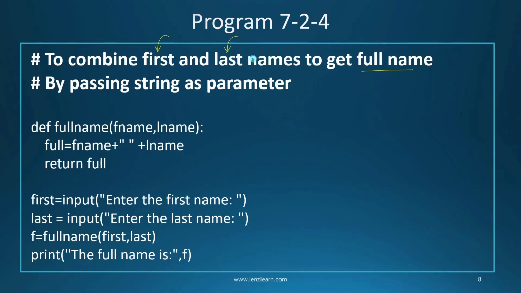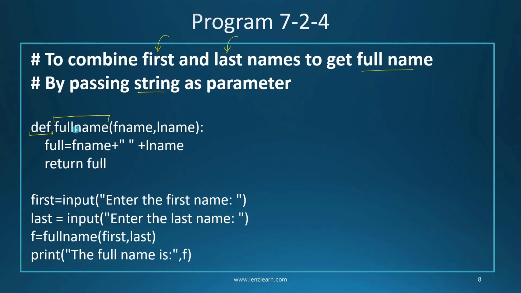Your program will just combine it and return or print your full name as a result. Now in this program, we will study how to pass a string as a parameter, because in all the previous programs we were passing numbers. So here you can see the function definition starts with the keyword def. After that, I have the name of the function.